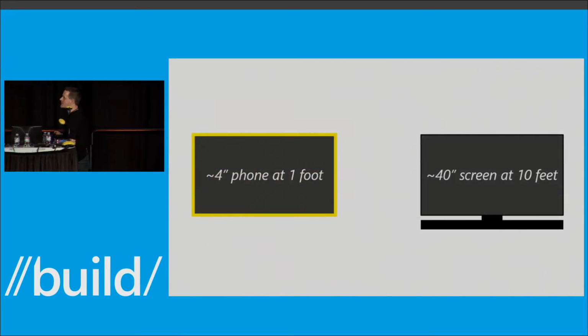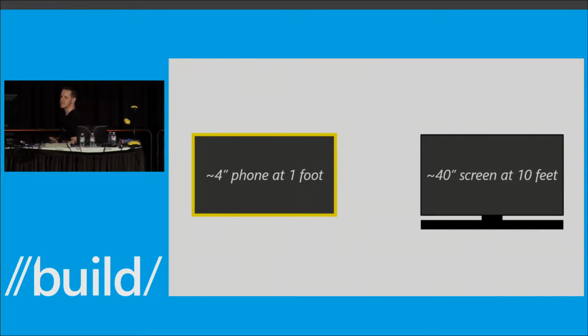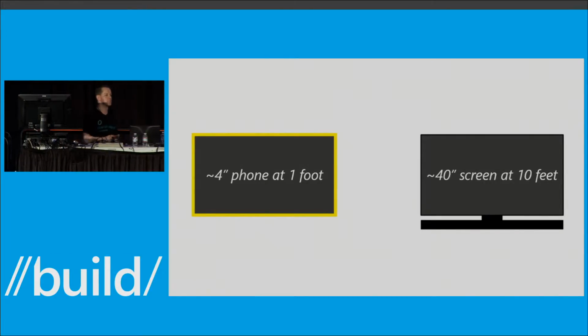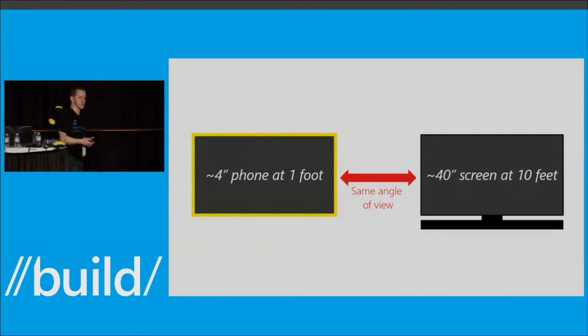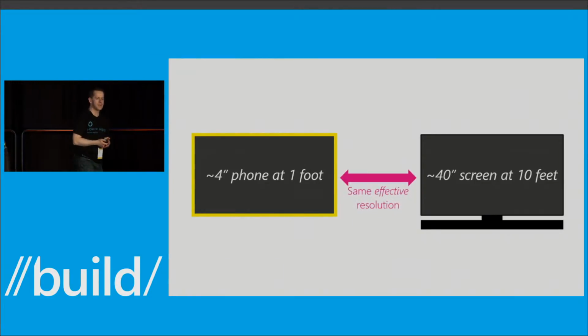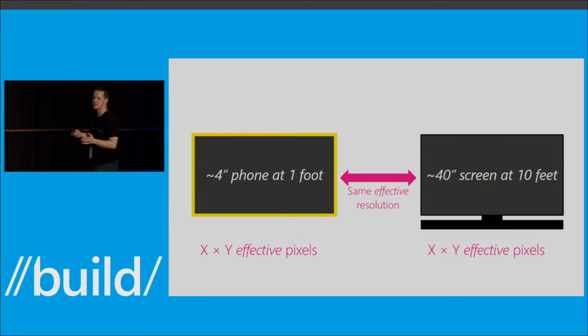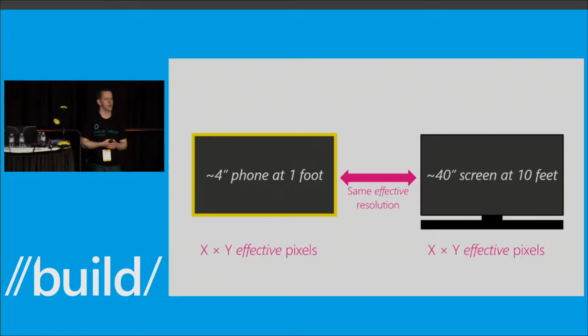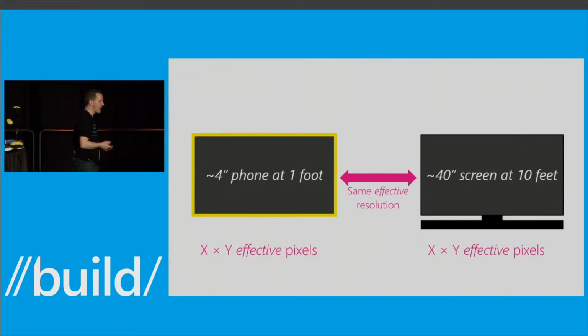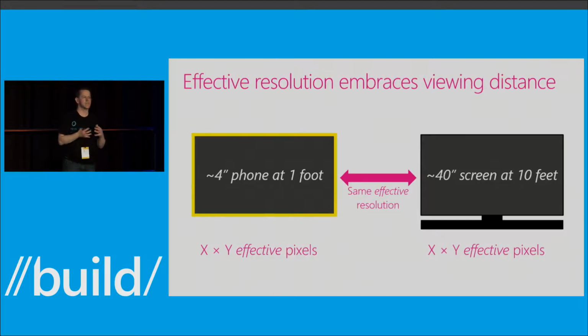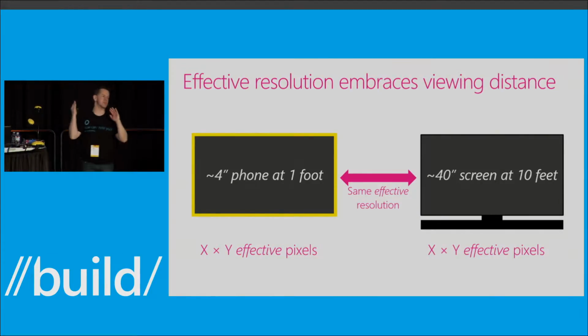So we've said that my phone at 1 foot and my TV at 10 feet are about the same size, same angle of view. And that means that they have the same effective resolution in Windows. So if my phone had an effective resolution of x by y pixels, that means my TV has an effective resolution of x by y pixels. And that's because effective resolution really embraces this idea of viewing distance. And you'll notice that I still have not told you, was it a 1080p TV or was it a QHD phone?